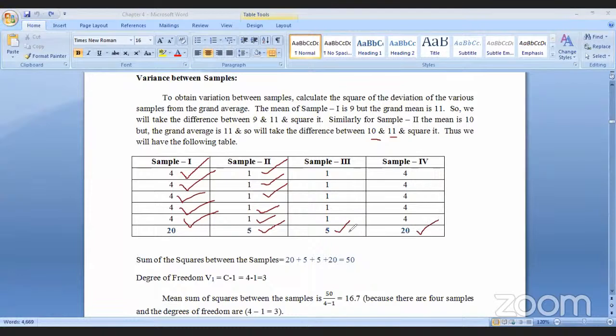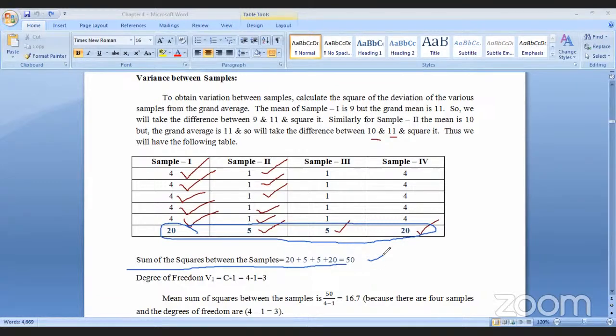After getting these values, do these totals. Then you will get the total. See, these are the totals: 20 plus 5 plus 5 plus 20. Sum of squares between samples is equals to 20 plus 5 plus 5 plus 20 is equals to 50.